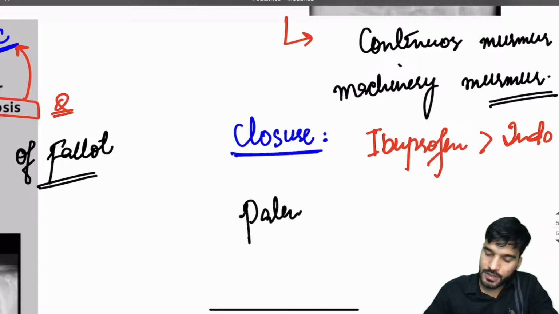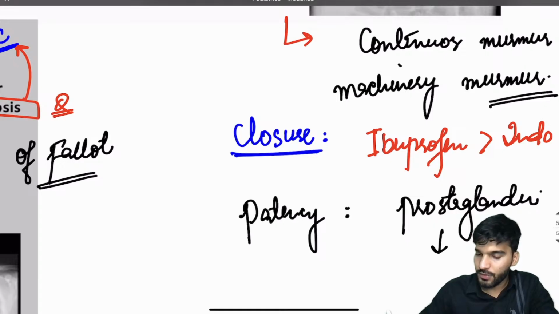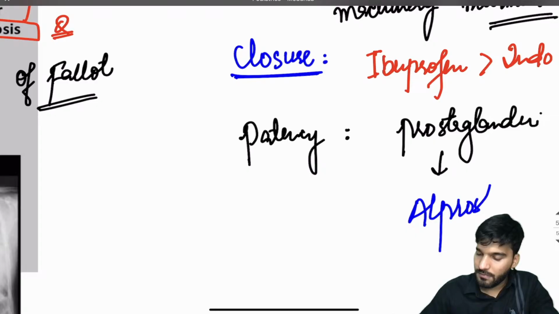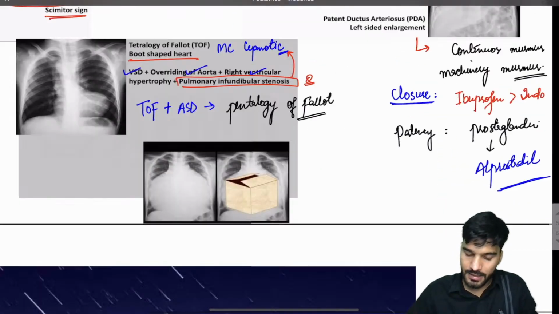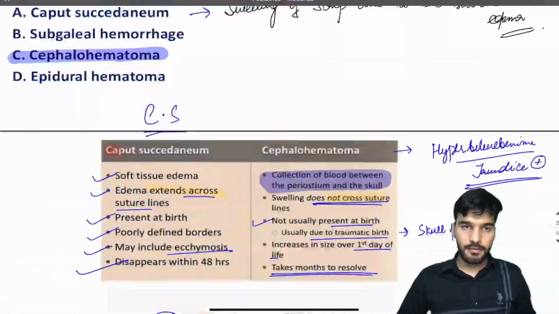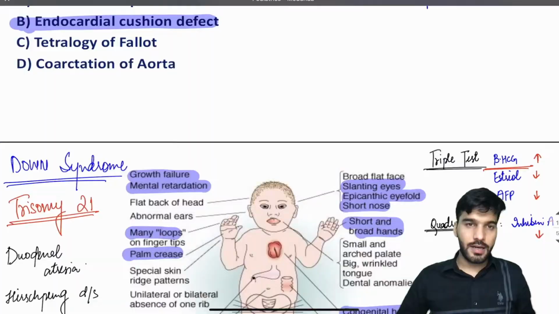Which prostaglandin, sir? For the patency, we use the prostaglandin, and the prostaglandin we use is alprostadil. Is that clear? Yes. So let's have a quick recap, because whatever we studied, let's have a quick recap and end it.